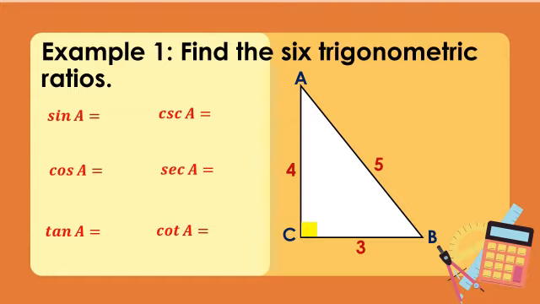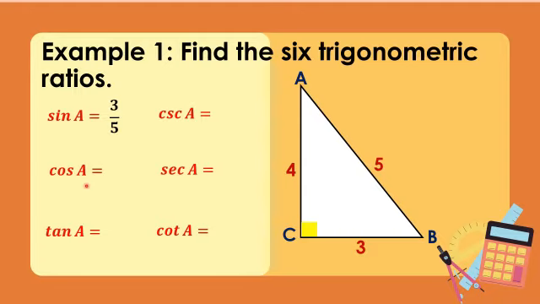So what is the measure of the side opposite of angle A? That's right. That will become 3. The measure of the side adjacent to angle A is 4 and the hypotenuse is 5. We are only looking for angle A, so this will be our focus. So sine A, which is opposite side over hypotenuse. So we have opposite over hypotenuse. Therefore, sine A is equal to 3 over 5.